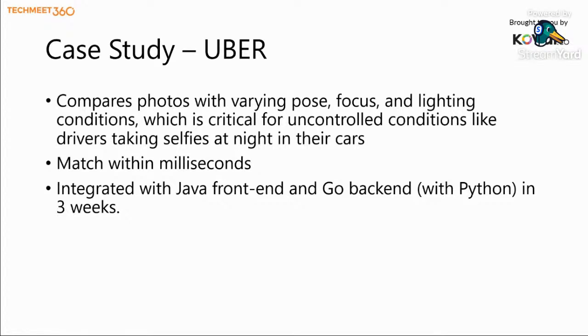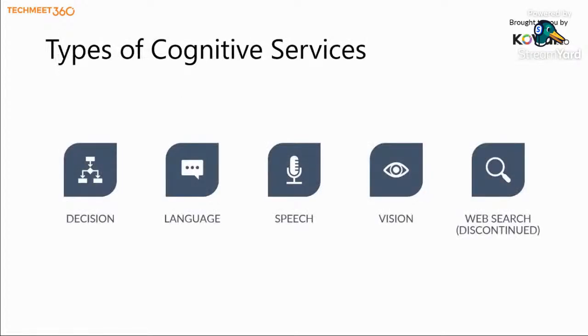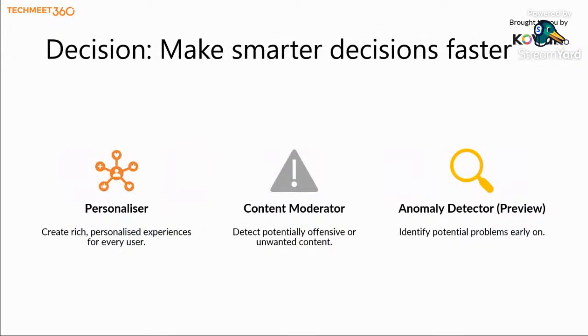So now let's get into the types of Cognitive Services. The Cognitive Services were categorized into four major sections: decision making, language, speech, and vision, and web search. Web search is now discontinued, because it has been implemented in the Edge browser. There were 27 services available, including web search. So let's have a look at decision making.